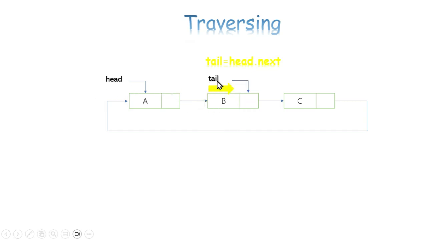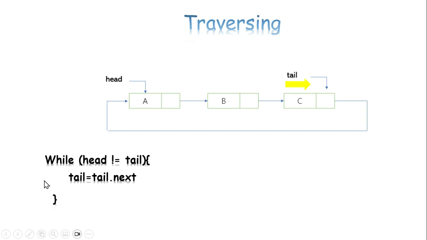We need to instruct the tail to keep on moving to the next node until it reaches the head. Therefore, we need this instruction: tail equals tail.next. By doing this, our tail pointer will move to the next. We want to instruct the tail to keep on moving to the next until it reaches the head. To do that, we need to wrap this instruction under a loop. So I will wrap it under while. The condition is while head is not equal to tail, we instruct the tail to move to the next node: tail equals tail.next.